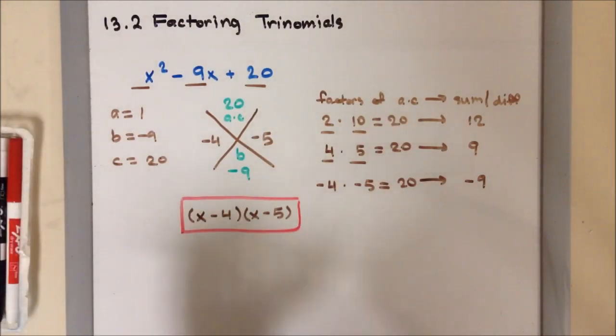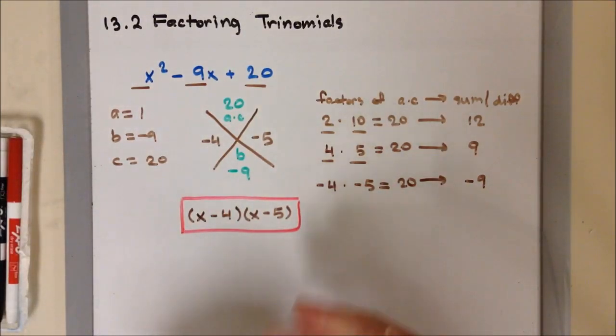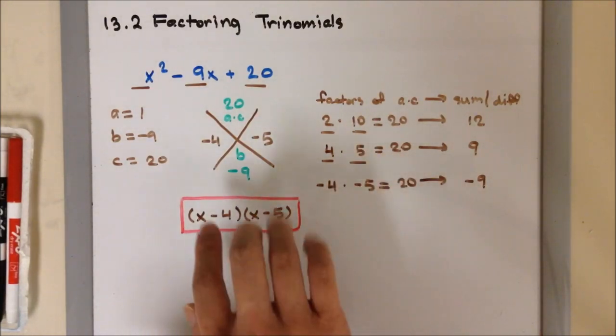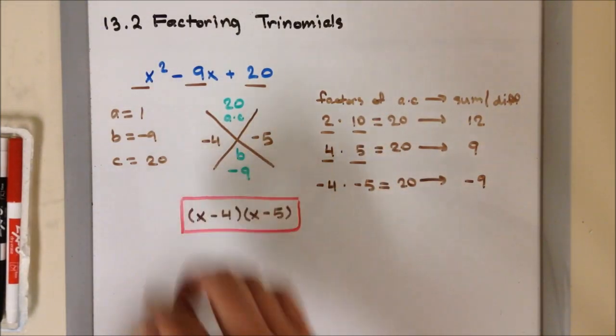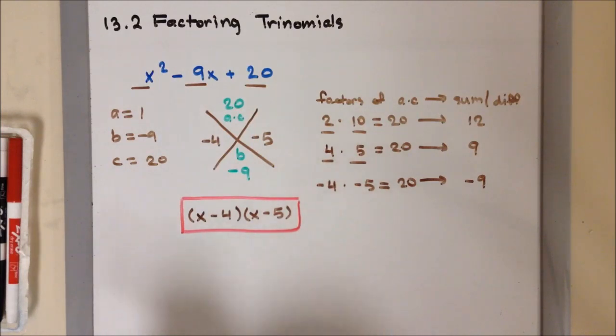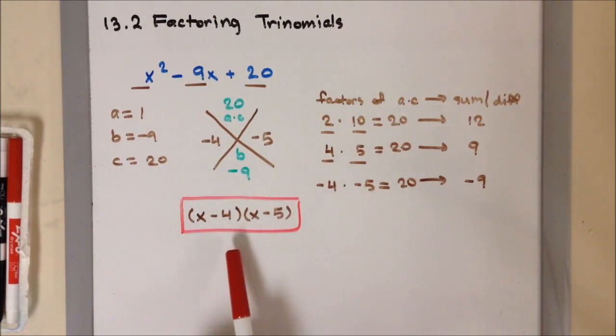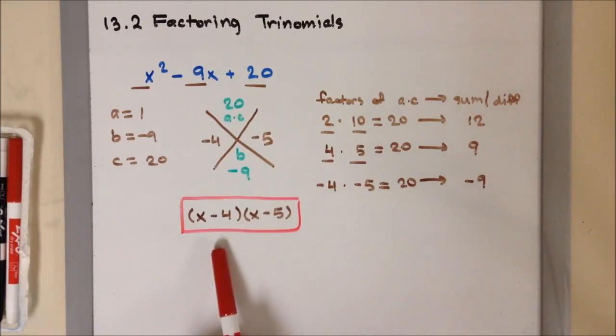If after you double check it does not match, then you would have to go back to your work and see which correct pair of factors you're supposed to use. So, when factoring a trinomial, this is what I am looking for. The pair of factors are basically in factor form.